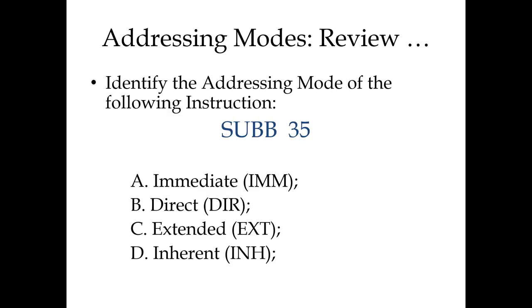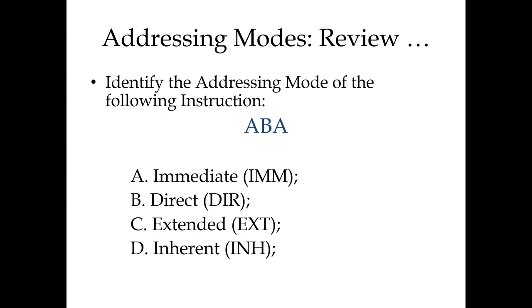Direct, right? Because there's no pound sign, first of all. And can you tell what the data is? Is it decimal, is it hex, or is it binary? 35. Decimal, because there is no pound sign, no dollar sign, right? So that's direct, right? How about this one?